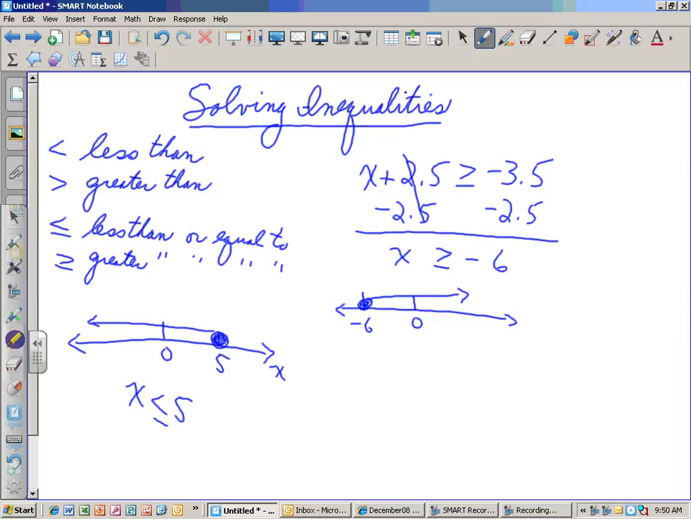So I think you're going to find this lesson not too difficult. Greater than is always a closed circle? No, not necessarily. Greater than or equal to. If you see the equal to, that's a closed circle. All right. So let's try another example.